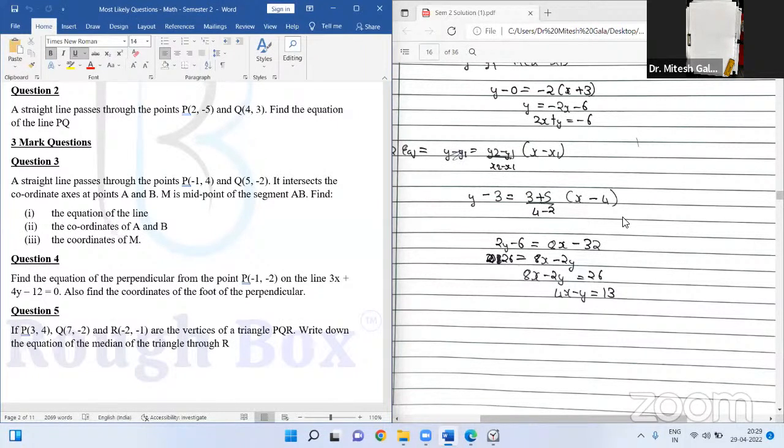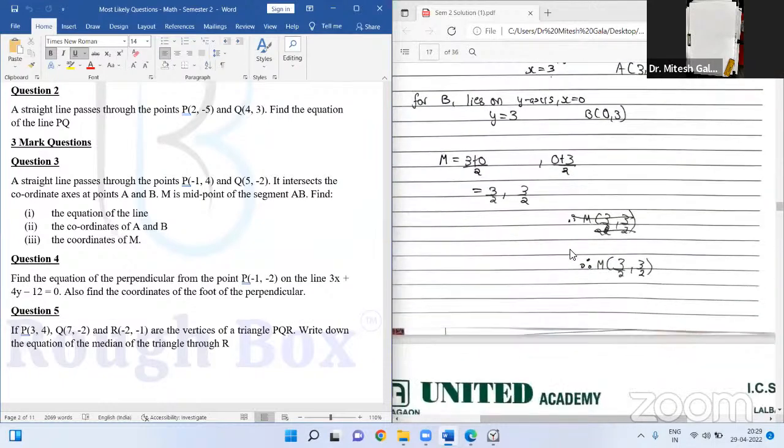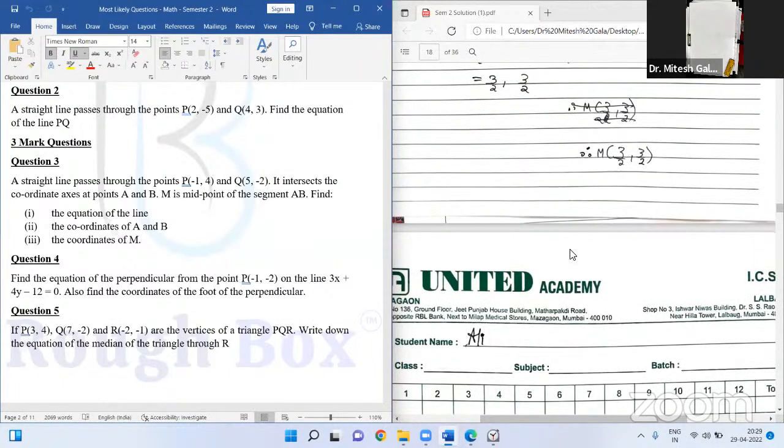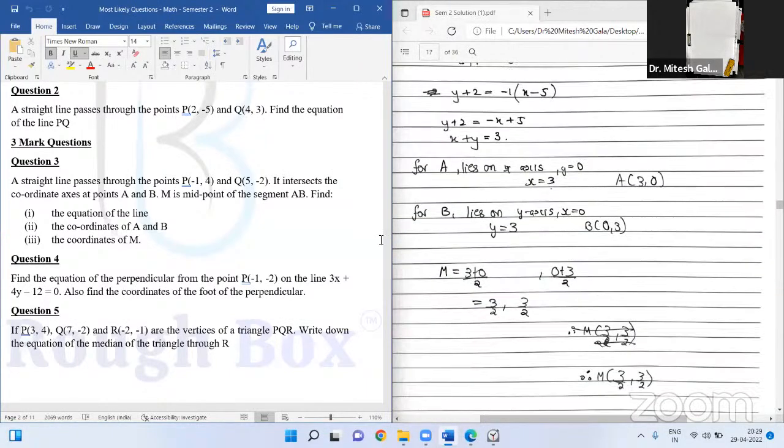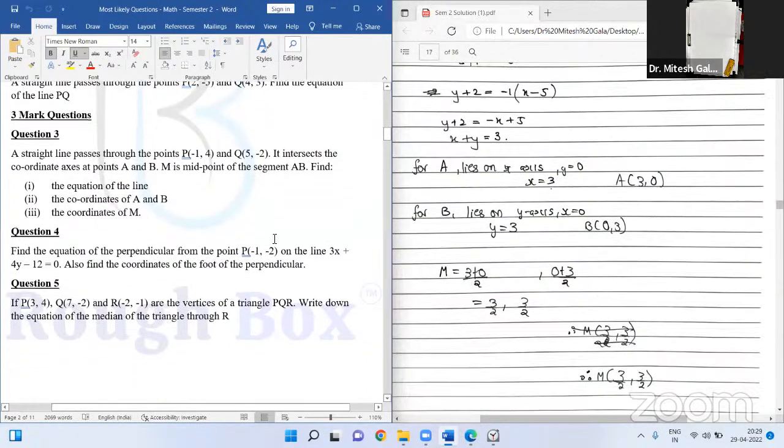Here he has taken, I guess, the slope as 8. Not 8, 8 upon 2, which will become 4. Sir, but in the next step, we can see 2y minus 6 equals 8x minus 32. Yeah, because this 2 has gone to the other side and multiplied here, and this 8 has multiplied here. Okay, sir. In the exam, do we have to keep the answer in fraction or in decimal? Keep it in decimals, that will be better.